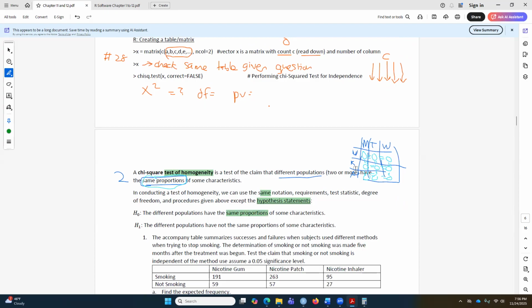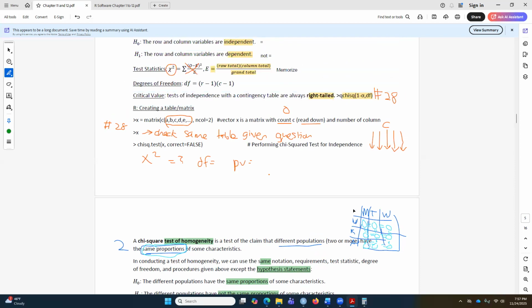Same proportion means these are all the same, and not the same proportion means that one of these is not the same. So that is the only difference between the chi-square test of homogeneity and the chi-square test of independence. Just your H0, your null, and the alternative. That is the only different piece in this case.